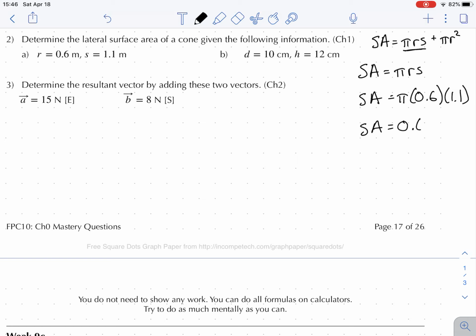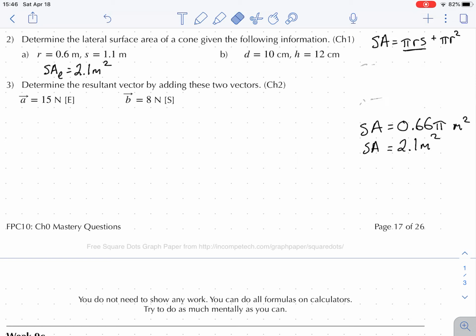So our surface area is going to equal 0.66 pi meters squared. That's a fairly exact number, but if I want to figure out a decimal approximation for it, 0.66 times pi, 2.1 meters squared. So our surface area, the lateral surface area, is equal to 2.1 meters squared.